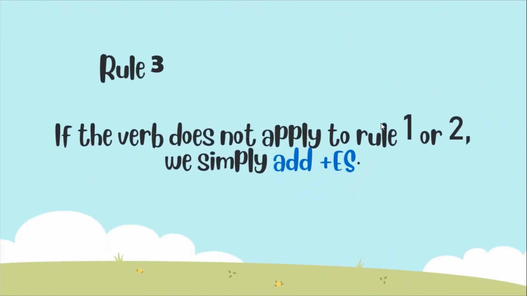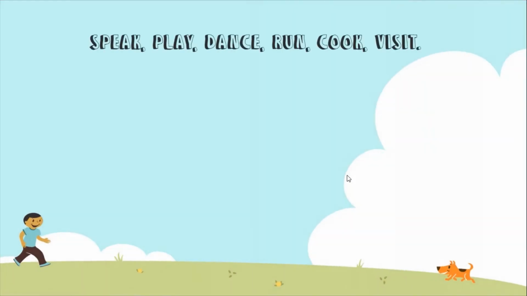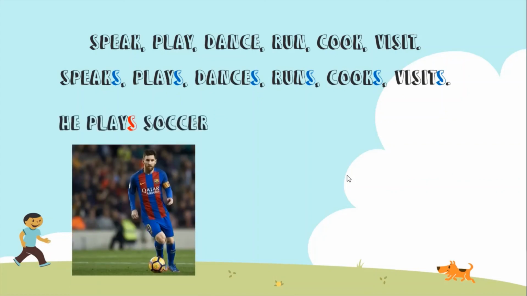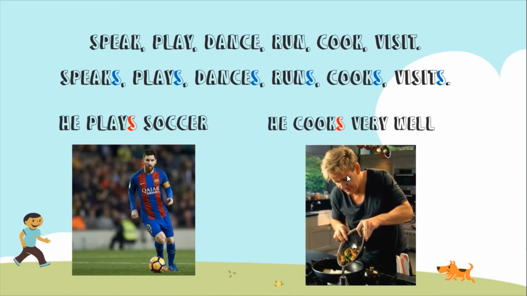Okay? And now we go for the rule number 3. And the rule number 3 is the easiest one. It says if the verb does not apply to rule number 1 or 2, we simply add S. So, for example, we're going to see here speak, play, dance, run, cook, and visit. So in third person, we're going to say speaks, plays, dances, runs, cooks, and visits. Right? For example, in a sentence, we're going to say he plays soccer or he cooks very well.